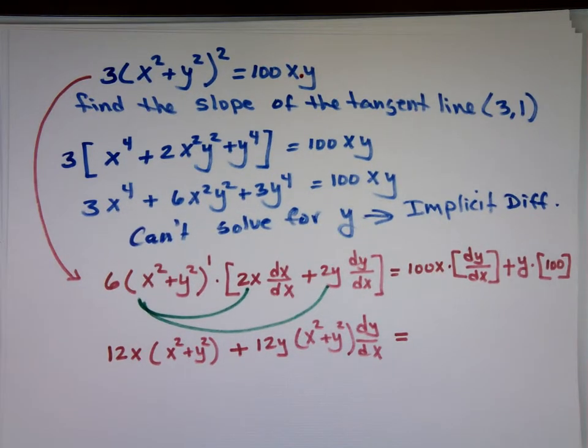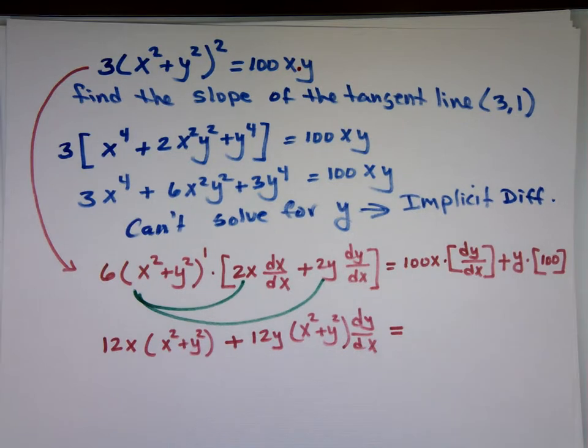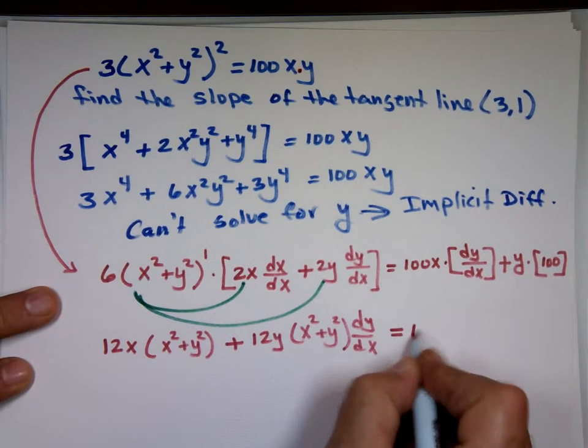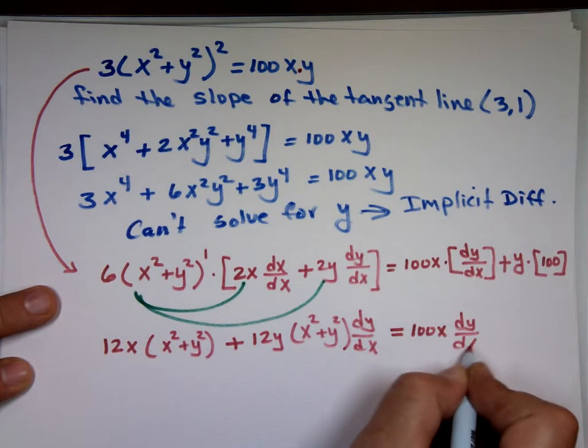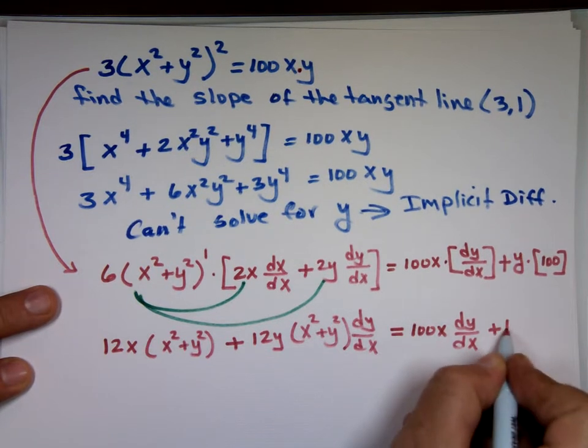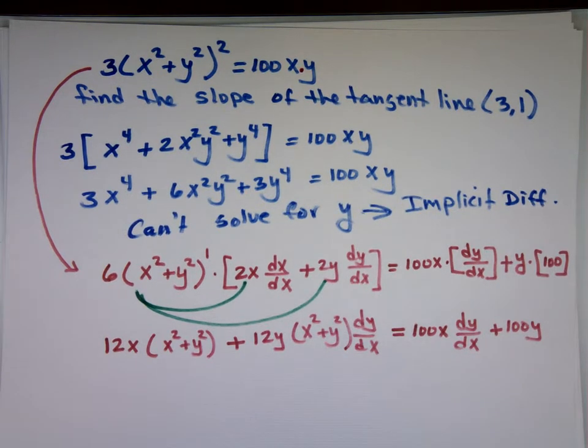So I have to use the product rule. We have a multiplication. F times g prime plus g times f prime. Clean it. 100x dy dx plus what? 100y. And now we need to solve for dy dx.